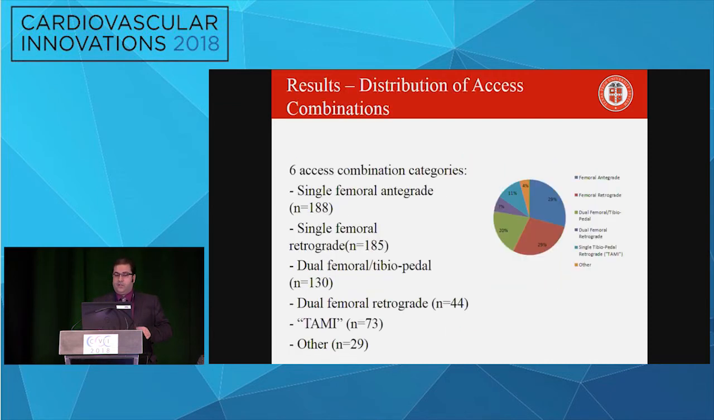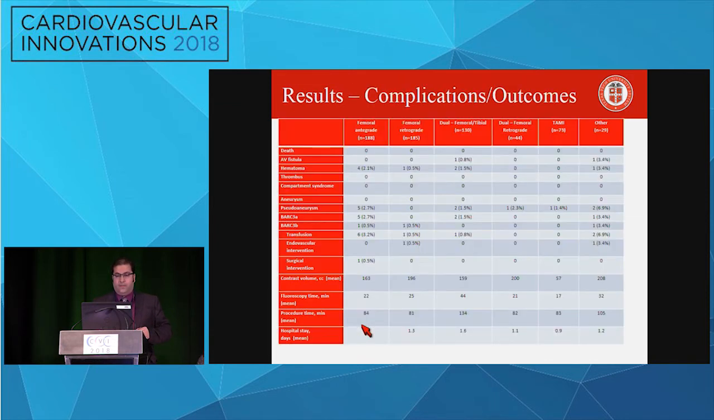But if you look at the complication rate, we're going to talk about that. First, distribution of the access combinations: we have dual in 130 patients, single 188, and 73 were just TAMI. And this is the result of complications. So this is actually, look at the femoral antegrade and femoral retrograde.